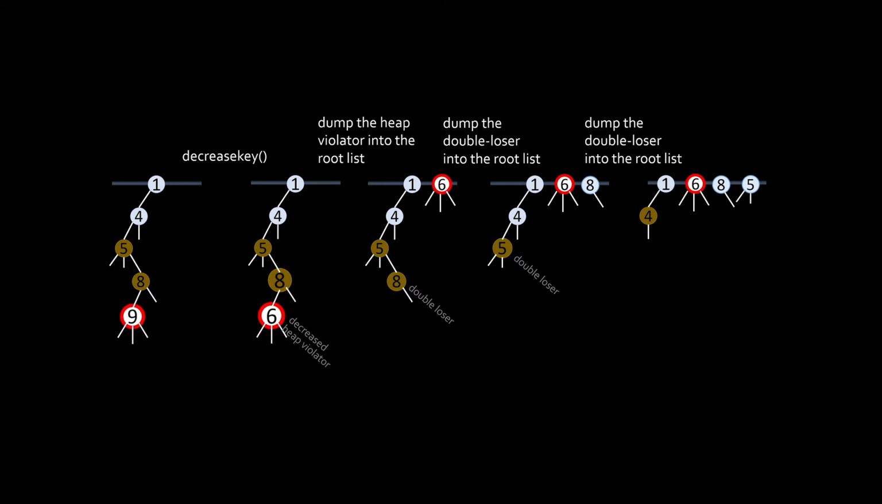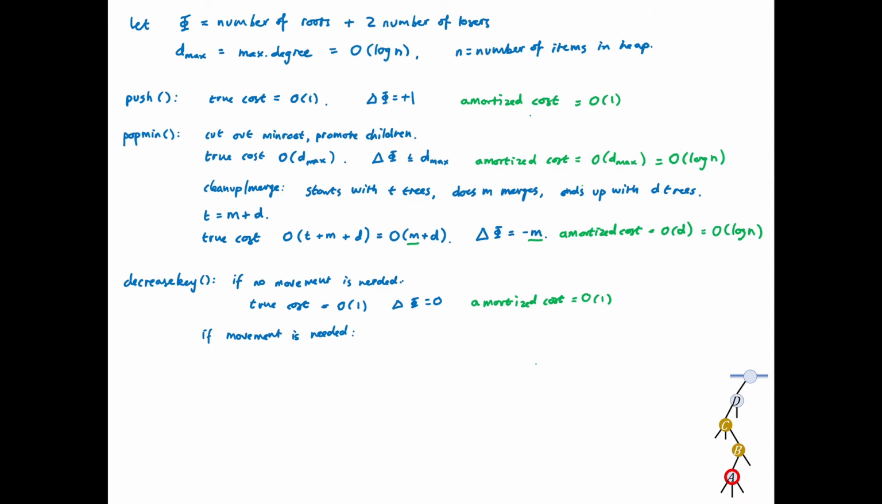And 4, the parent, 4 has lost a child. Previously it wasn't marked as a loser, so now we do mark it as a loser, but we don't need to slice it out. So this is the end of the procedure. Let's analyze the complexity of all of this.